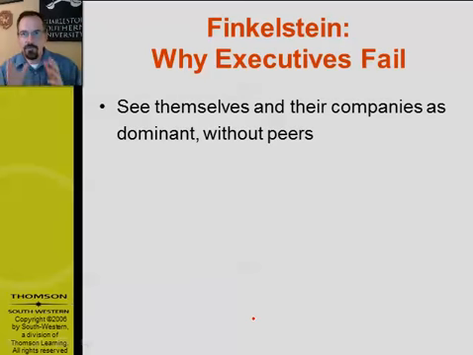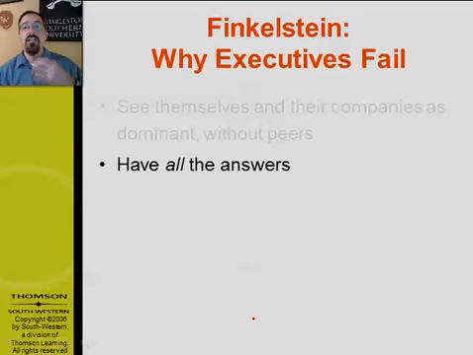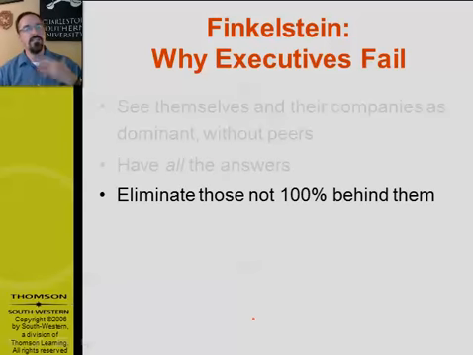Now, shifting gears again, Finkelstein talked about why executives fail. They tend to fail for certain specific reasons. The first one is that they see themselves and their companies as dominant without peers, and then they get kind of arrogant and other things happen. Personally, they have all the answers and they don't need anybody's advice, and so they cut themselves off from what they need. They eliminate those who are not 100% behind them. So there's a place for loyalty, but when you have yes men that won't tell them the truth, that will hide the truth from them because they want to look good, then you're cut off from valuable information that you need.